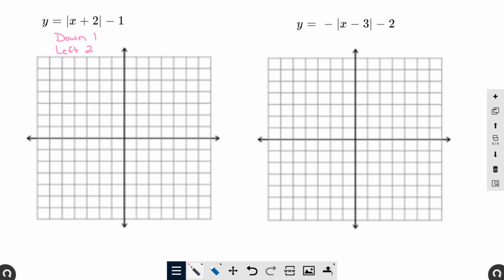Now the next one, that one would be a little different. So let's go down 1 and left 2. That's going to be our vertex. It starts as a positive, so we're going up 1 over 1 in both directions. And what are the coordinates of that vertex? Good, -2, -1. If we go left 2, that's the x value. We go down 1, that's the y value. So -2, -1. And this is the kind of stuff that you're going to be doing on your homework.